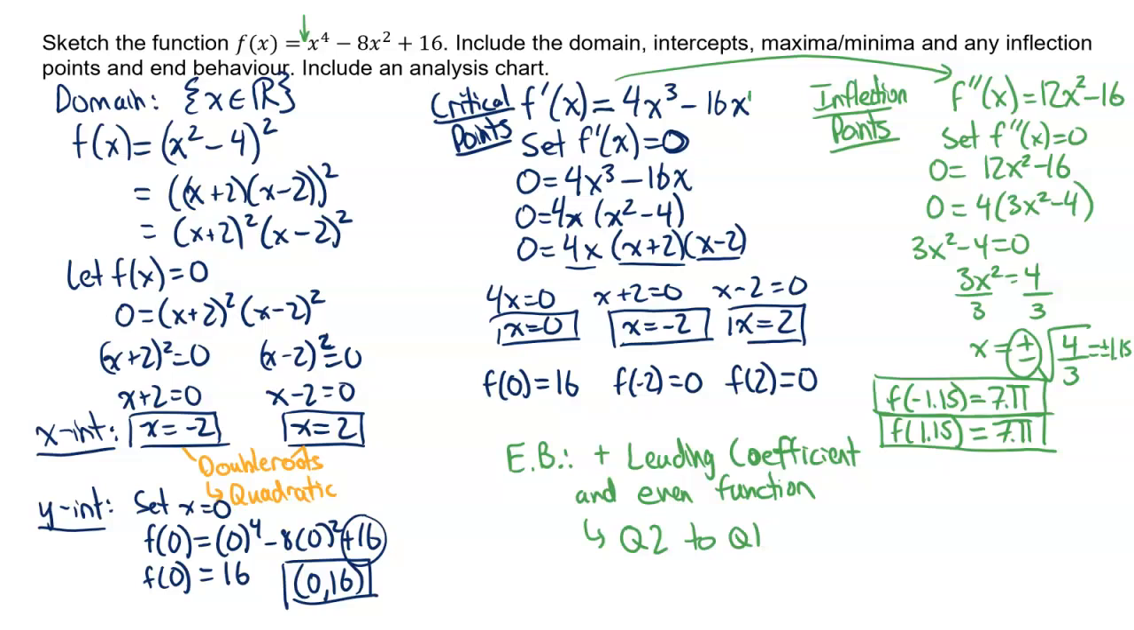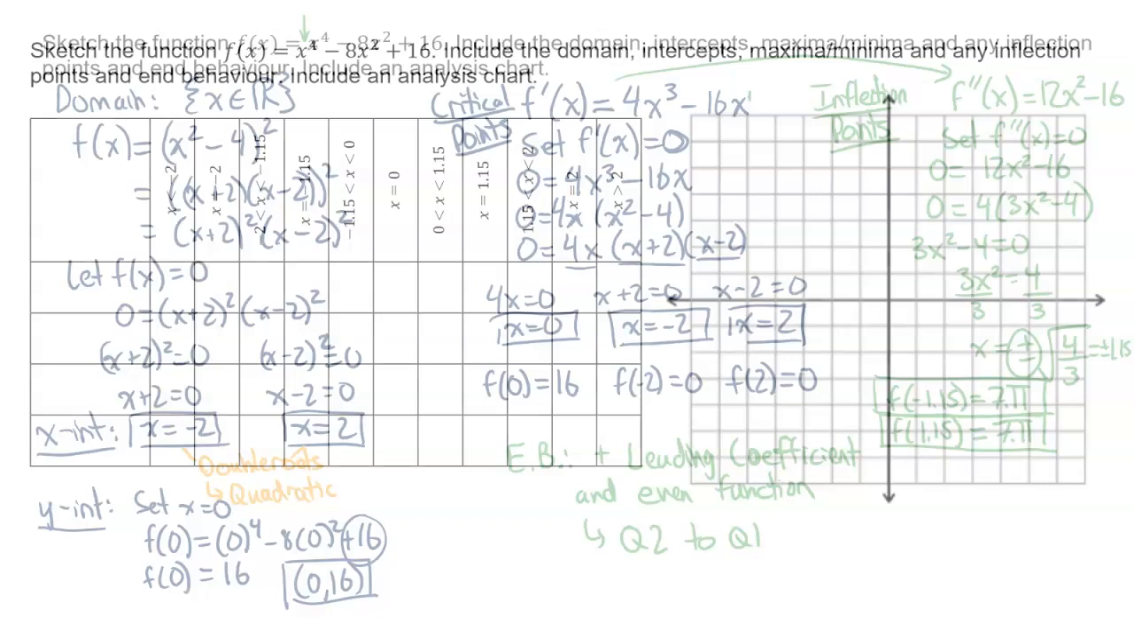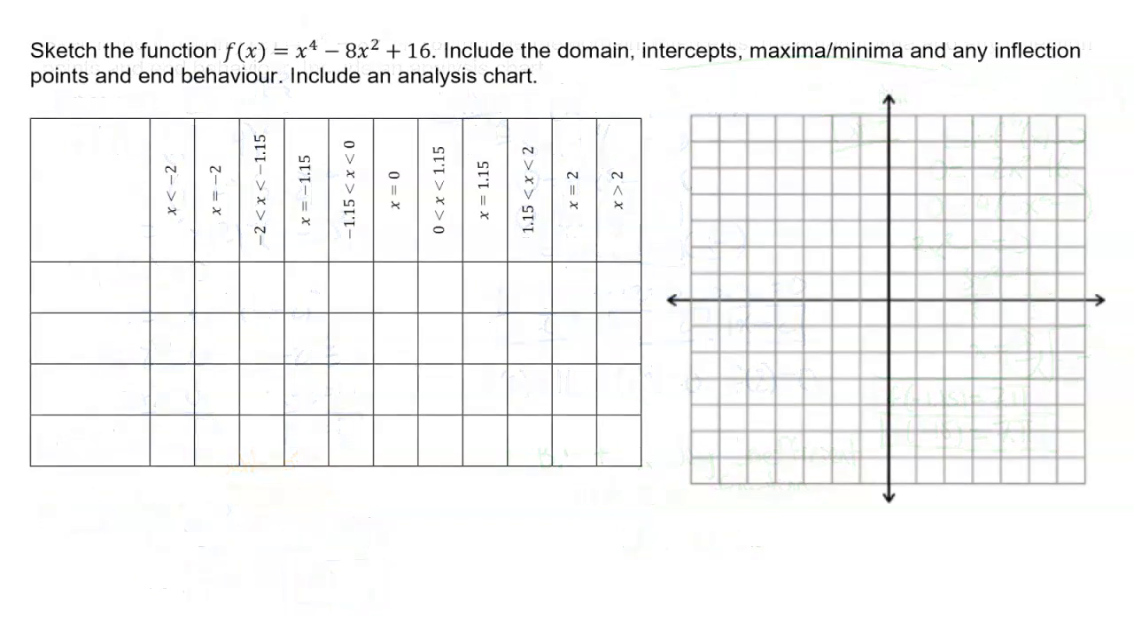Now let's put all this together on an analysis chart and then graph this. Here's how I build an analysis chart. I look at all the intervals around every critical point and every inflection point. What you see here is my critical points are at -2, at 0, and at 2, and my inflection points are at -1.5 and at 1.5. And I have every interval to the left and right of all of those.